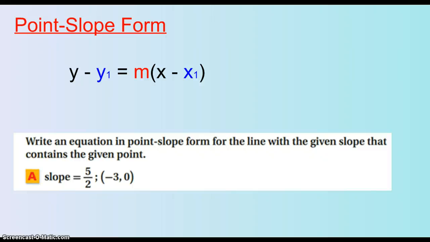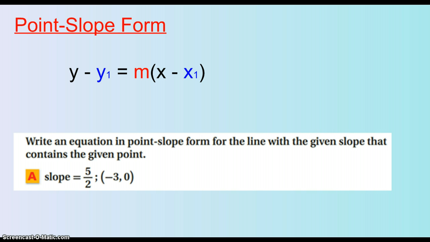Alright, today we're going to talk about our last form of a linear equation, which is point-slope form. We've talked about two forms already, slope-intercept form and standard form, and now we have point-slope form, which as you'll see today is kind of like a transitional form. We mainly use it to convert it into something else, usually slope-intercept form.